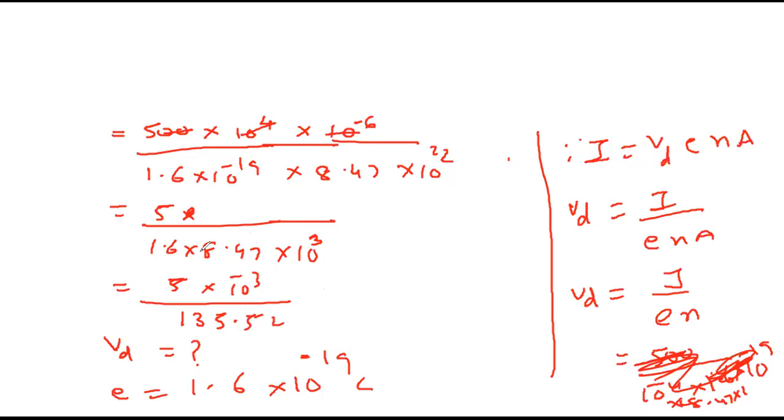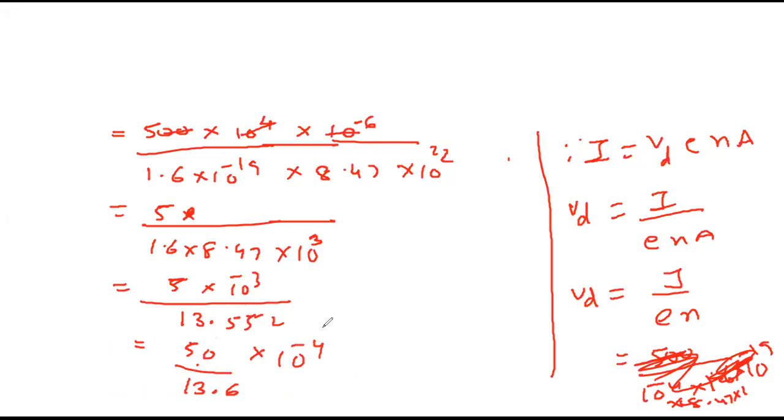1.6 into 8.47 is 13.552. So this you can write as 50 upon 13.6 into 10 raised to minus 4 to round off.